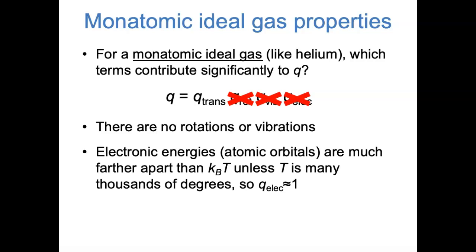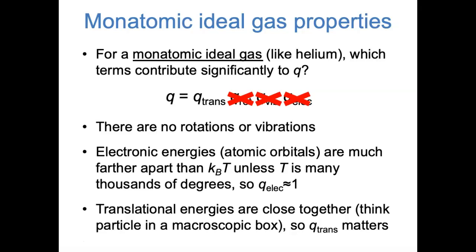Although there are different electronic energy levels in an atom in the form of atomic orbitals, it turns out that those atomic orbitals are much farther apart in energy than k_B T, unless the temperature is many thousands of degrees. So at any reasonable temperatures that we're going to be looking at, only the electronic ground state has significant occupation. So the electronic partition function is approximately 1, and we really don't have to worry about it. That means that it's really only the translational partition function that we need to think about for monatomic ideal gases.